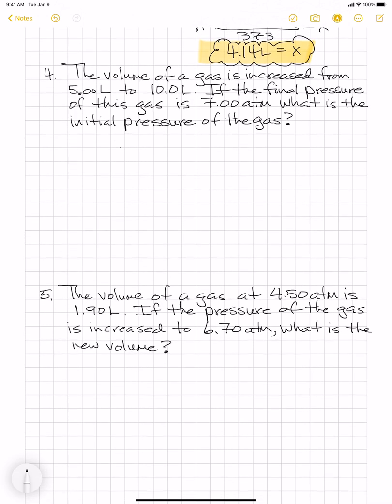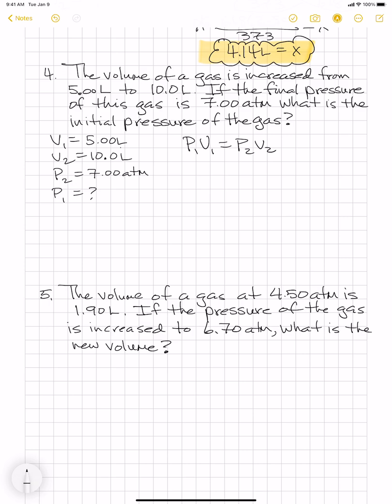Okay, number 4. Same, we solve these the same way every time. They're never different, guys. What do we know? Well, we know that V1 is going to be 5.00 liters. We know that V2 is going to change. They're increasing the volume to 10.0 liters, okay? And then the final pressure is given as 7.00 atmospheres. And then they wanted to know, what did the pressure start at? Okay, so you've got pressure and volume. Obviously, it's going to be a Boyle's Law problem. So go ahead and put that down.